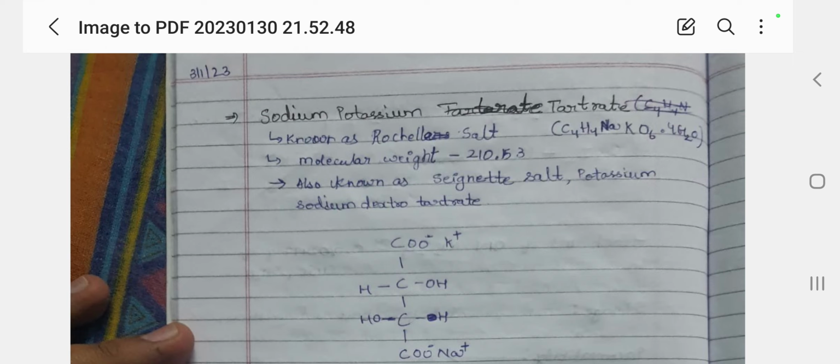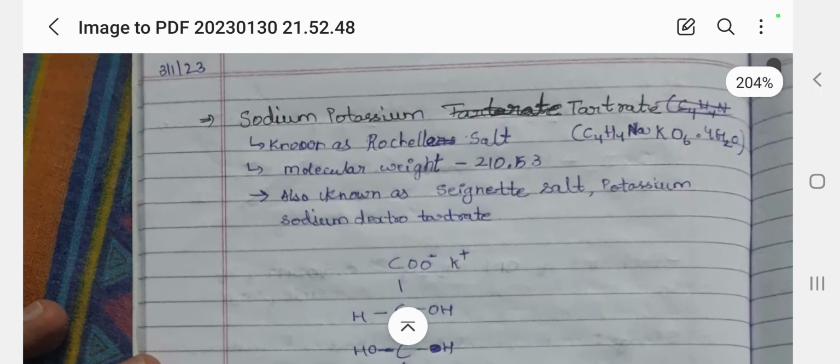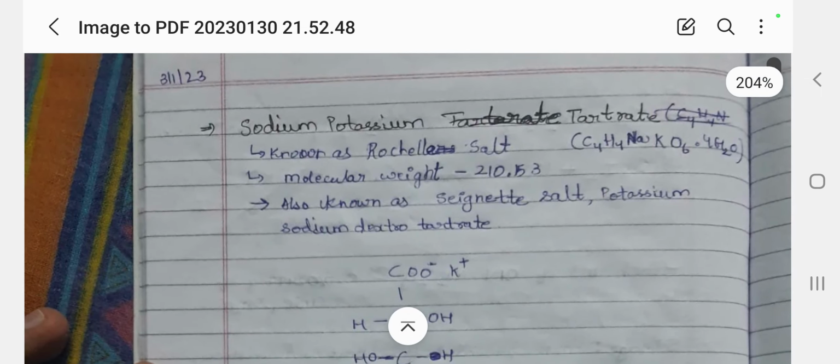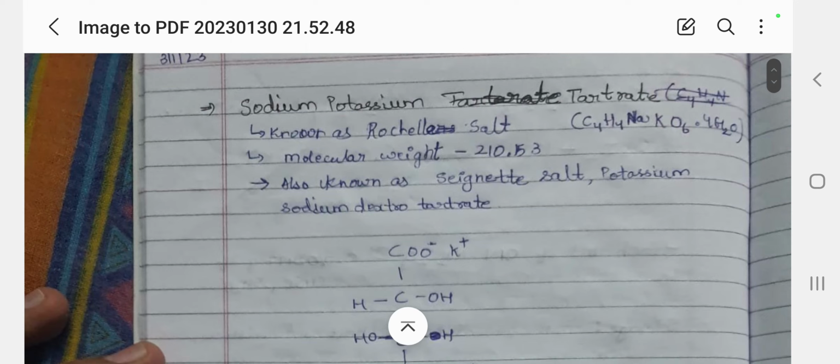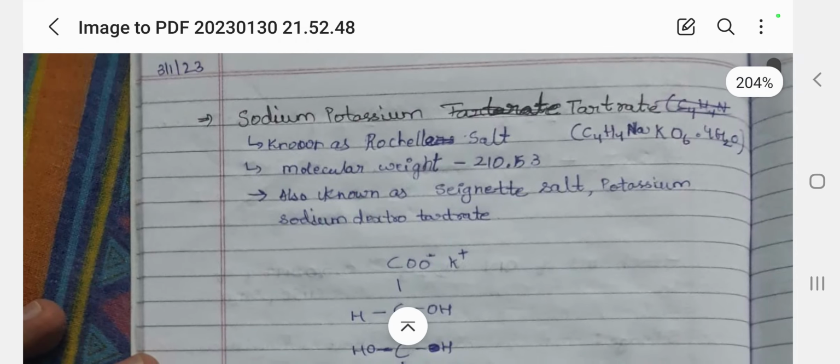Next, we'll see the continuation of sodium, another inorganic substance used as an expectorant, like sodium potassium tartrate. I told you ammonium chloride and sodium potassium tartrate are used for the treatment as expectorants, as well as copper sulfate and potassium used for emetic purposes. Here we'll see briefly about sodium potassium tartrate.